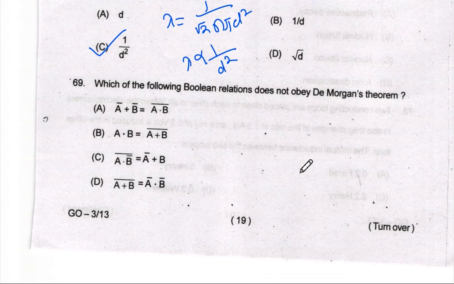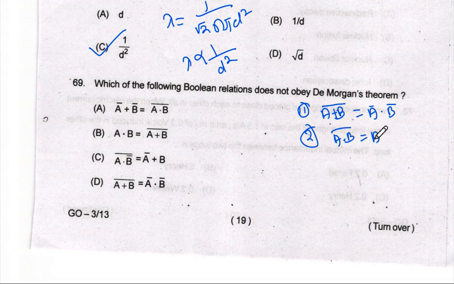Then next question 69 is asking which of the following Boolean relations does not obey De Morgan's theorem. So first, what is De Morgan's theorem? De Morgan gave two theorems. First one is (A plus B) whole dash is equal to A dash into B dash. And the second one is (A dot B) whole dash is equal to A dash plus B dash. So these two are obeying. We have to find which one is not obeying.